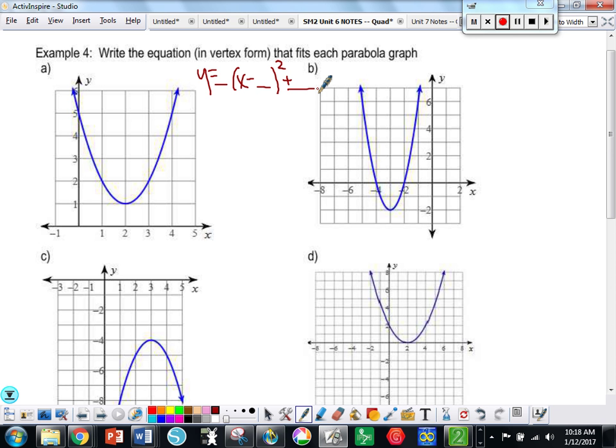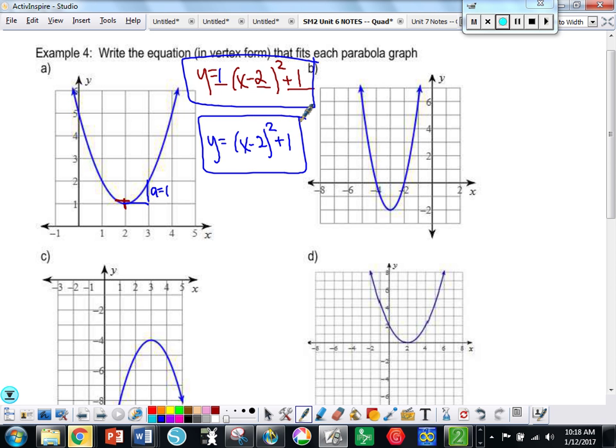Where's the vertex in this case? Vertex is at positive 2, positive 1, right? So positive 2, positive 1. What's the stretch? To get the stretch, you go over 1, and then how high did you climb? So a equals 1. You don't have to put the 1. Y equals x plus 2 squared plus 1. So you can put the 1 if you want. That's it. Woo, done.